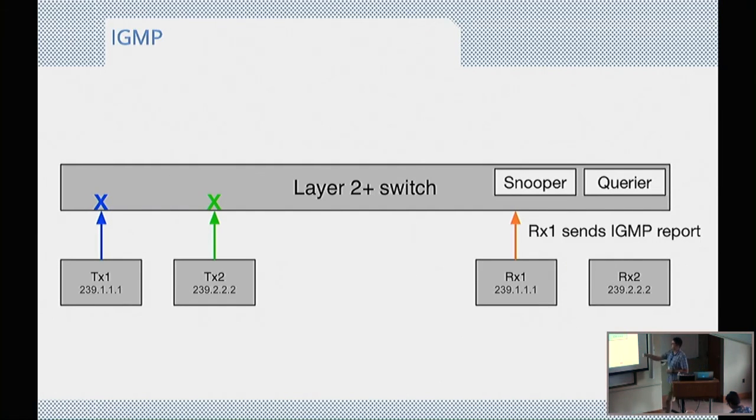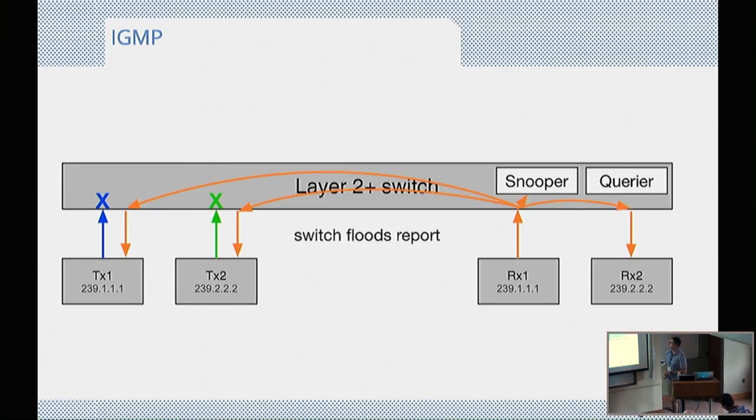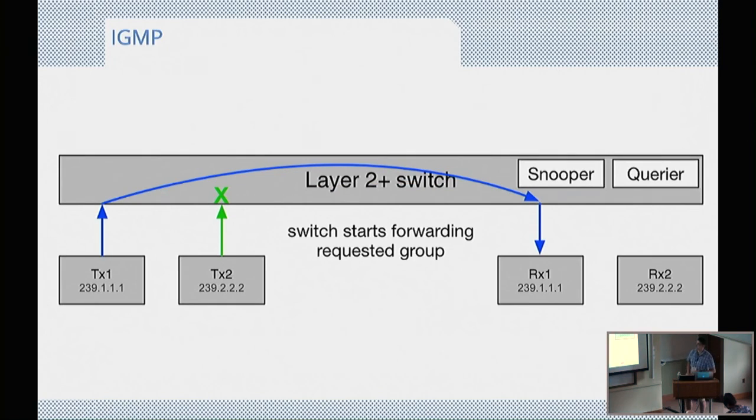If, for example, our RX1 node here decides he wants to subscribe to the traffic from TX1, he's going to send something called an IGMP report. This is going to be flooded out of all ports, and the snooper process, which is running on the switch, is going to see this as well and make an entry into the switch's forwarding database, and traffic will then start flowing from the TX1 to the RX1 port.